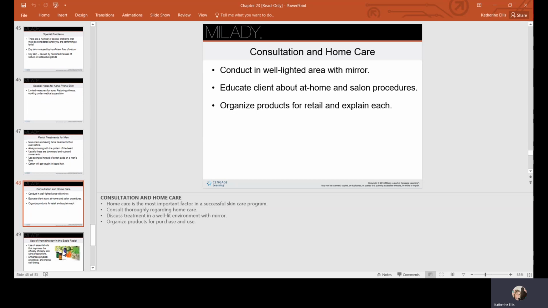We want to consult and give home care. We will make sure we're conducting our consultation in a well-lighted area with a mirror, educate the client about at-home and salon procedures, and organize products for retail and explain each, if the facility that you're working in does retail.